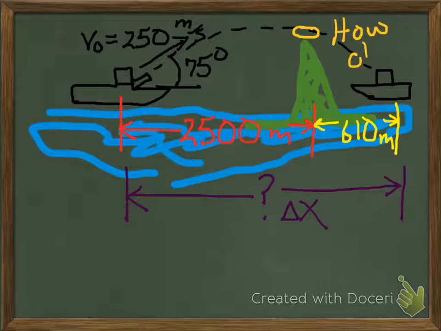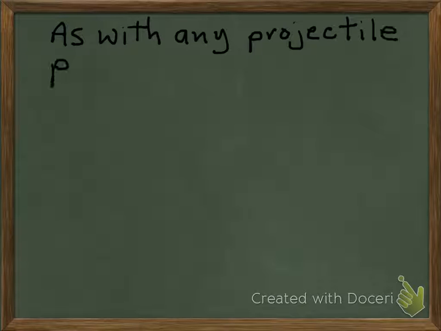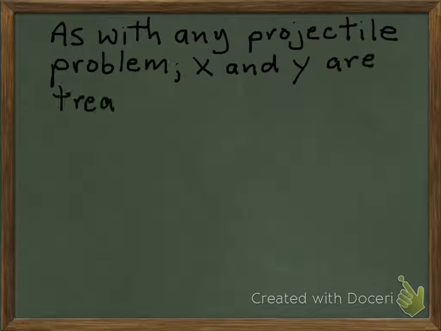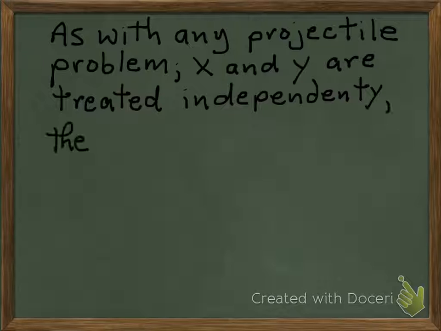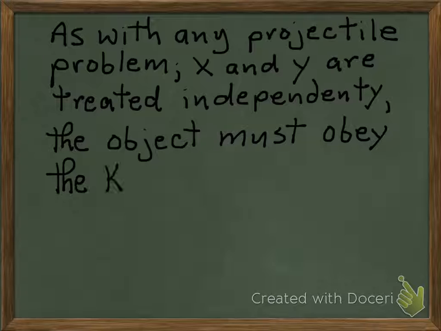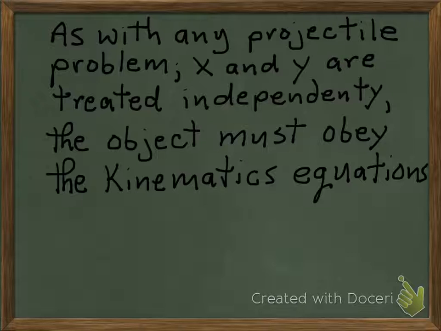Secondly, we want to know how close to the top of the mountain we are going to be. So, that's our question. Now, as with any projectile motion problem, you have to treat x and y independently, and it has to follow the kinematics equations. So, we're going to treat them independently, and we're going to use specifically the second kinematics equation.